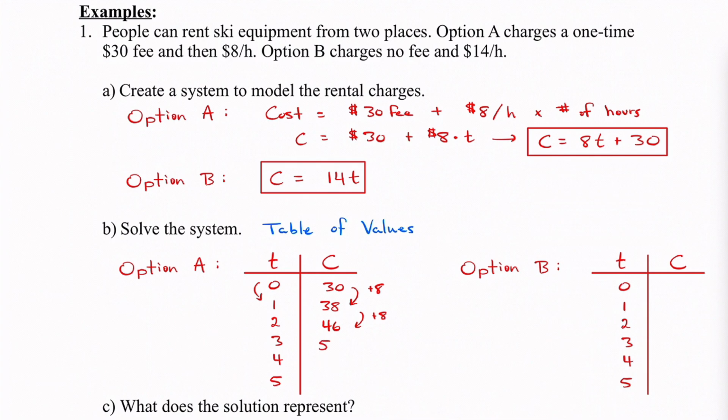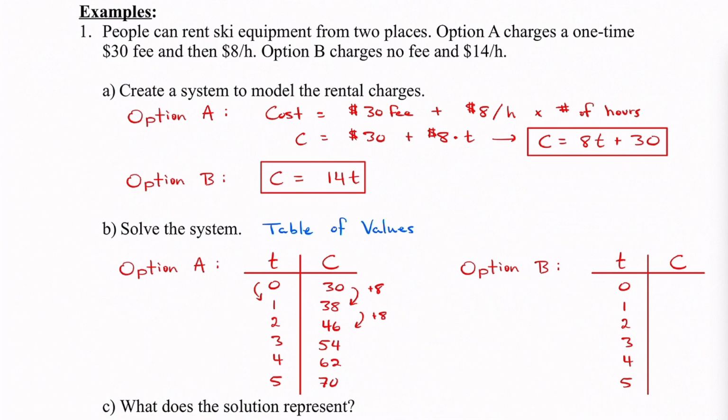So I get 54 after 3 hours, and then after 4 hours you get 62, and after 5 hours you get to 70. So this could just keep going and going. I'm just going to stop there, and then we're going to look at option B.